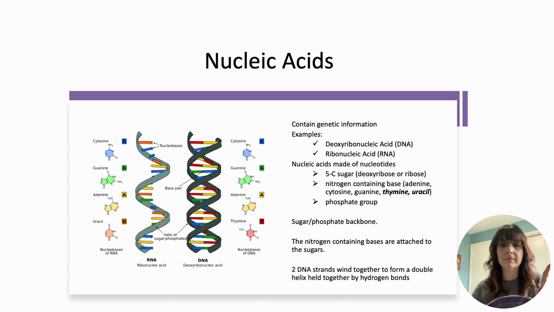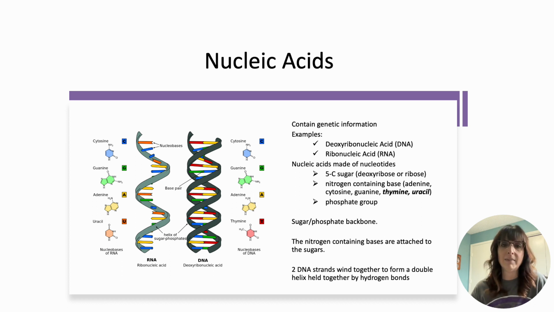It has a 5-carbon sugar. DNA has deoxyribose sugar. RNA just has a ribose sugar. They all have a nitrogen-containing base, and you guys remember these from biology. A, T, G, and C: adenine, thymine, guanine, cytosine, and then uracil. And I underlined or bold and italicized thymine and uracil to remind you that DNA uses thymine, RNA uses uracil.